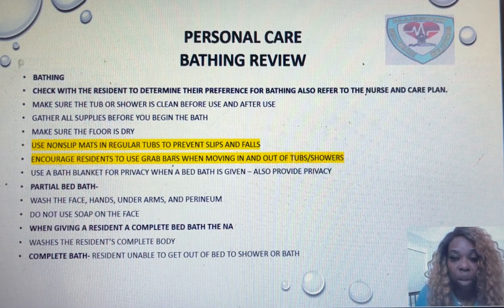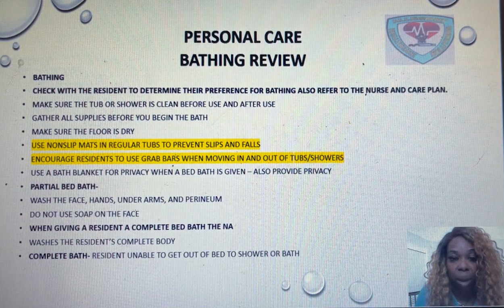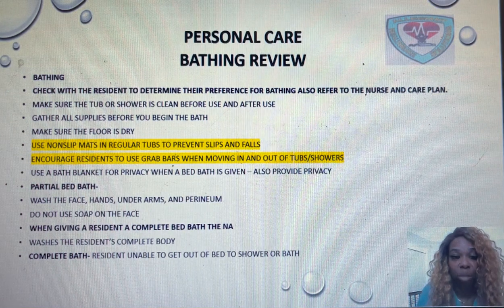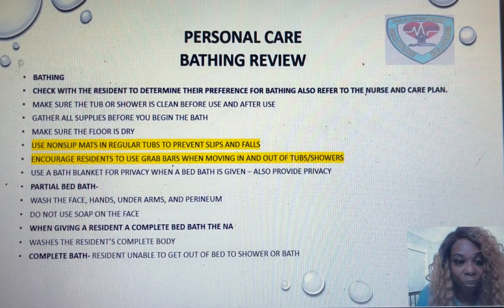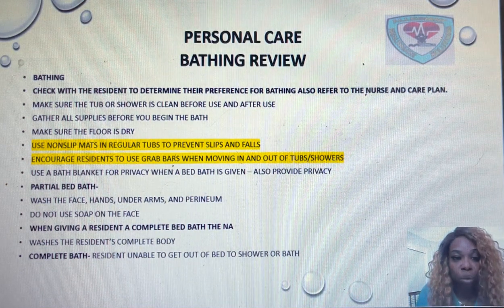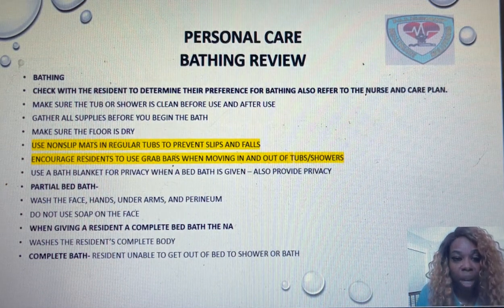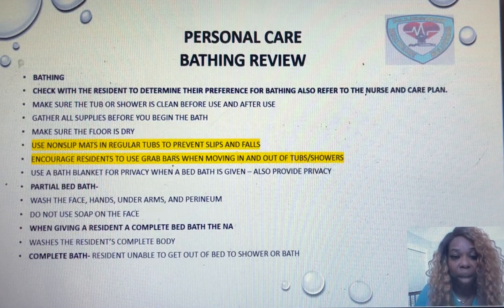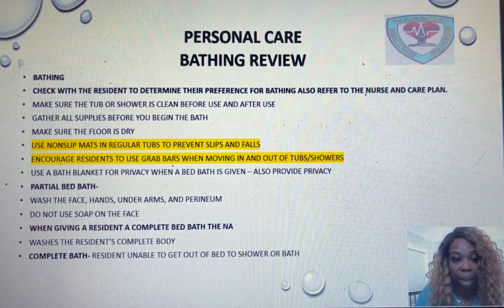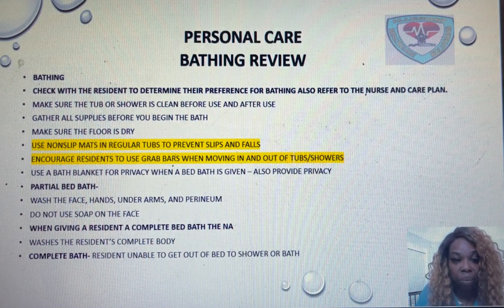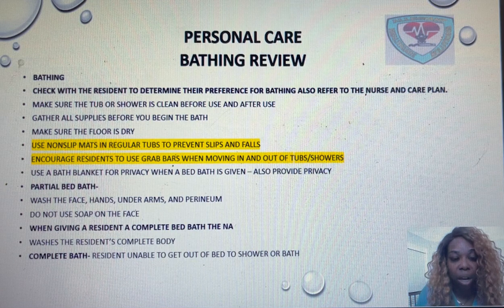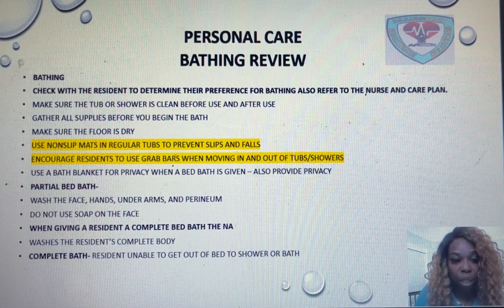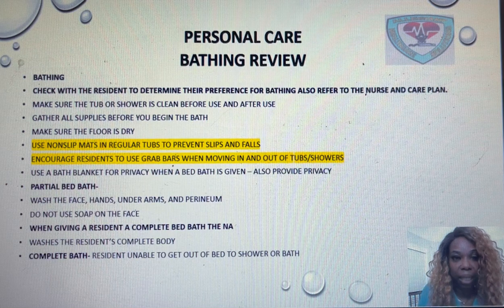And you want to encourage the resident to use the grab bars when they're moving in and out of the tub or in and out of the shower. You want to use your privacy curtain, or you want to make sure that you're providing privacy when you are giving a resident a bath. You also want to follow standard precautions when you are bathing a resident. For those residents that are confined to a bed, in order to provide privacy, you can use a bath blanket.